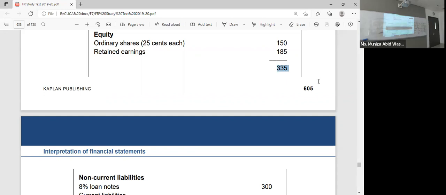It means that the organization is having 11% more equity than the debt financing. As you can see, equity financing is 335, whereas debt financing is 300. What does that mean? If the debt financing is lesser, it means that the gearing position of the organization is more secure, because the returns on the debts must be paid and the returns on the equity are not a must to be paid.